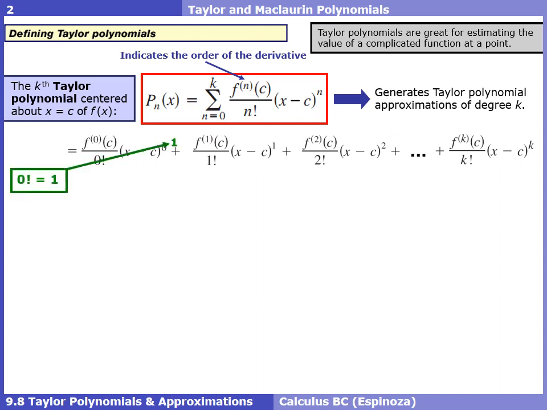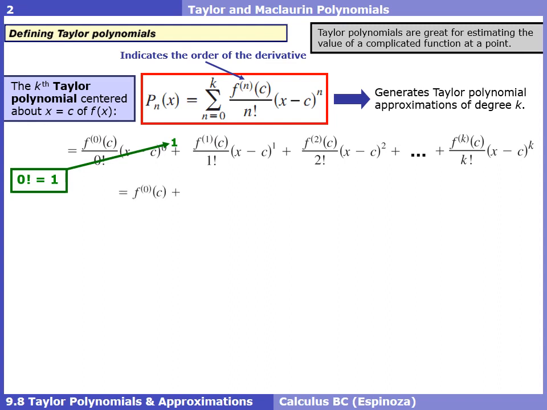So some things to point out because we can clean this up. 0 factorial is equal to 1. I won't go over the details of why that's true, but if you remember back from earlier in this chapter, we defined 0 factorial as 1. So of course this entire first term just becomes a 1. X minus c to the 0 power is just 1. So when we multiply everything here, all of that becomes 1.